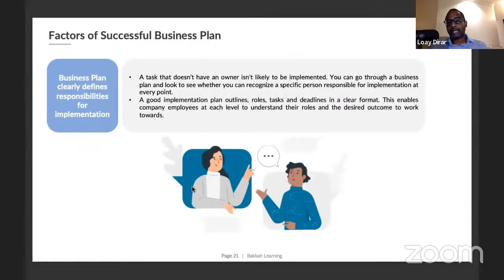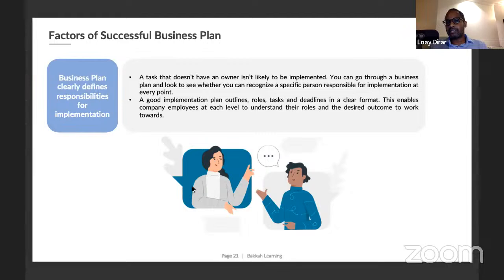Business plan, another factor: a business plan clearly defines responsibilities for implementation. Who's going to be part of your warriors? You need to clearly set what the gaps are when it comes to recruiting the right competencies, because you do have a direction, and based on the current situation, you do have a skill shortage in place. Who's going to fill it? So you need to know, based on the skill shortage or the required skills that you need to fill, who are the most suitable candidates that you need to attract.